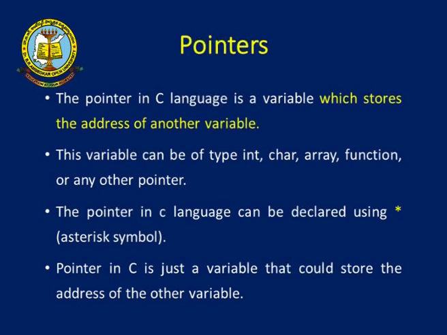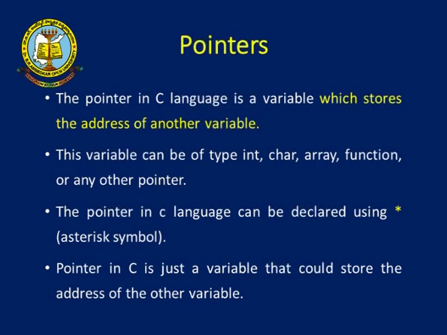A pointer in C language is a variable which stores the address of another variable. This is the definition of pointers. And here I am using the words, it stores the address of another variable. Another variable must also be of a valid data type. For example, the other variable's data type may be int type, float type or character type and so on.